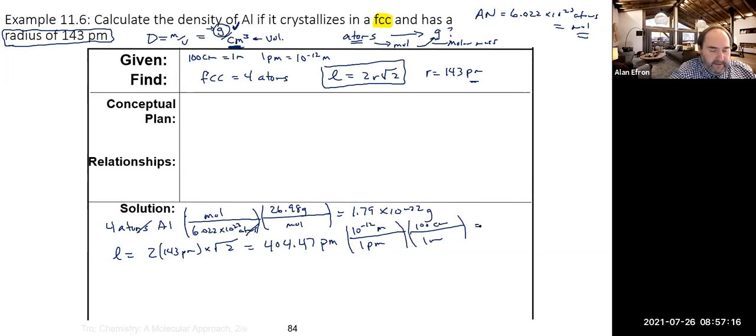And we end up with something with a lot of zeros. So we end up with 4.04 times 10 to the minus 8 centimeters. Any questions on that? So I basically put the radius into the formula. I did a conversion of units, so I don't forget to do it, and I end up with the right units. Any questions on that so far?